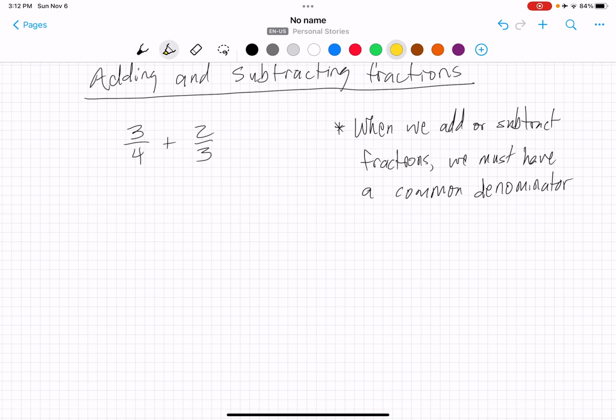Notice in our example here, our denominators are 4 and 3. Common just means that they must be the same. So in our example, right now, the denominators are not the same, and so we need to figure out a way to make them the same. In our class, we introduced the butterfly method, and that's a really great way to show this, and we can note this down, the butterfly method.